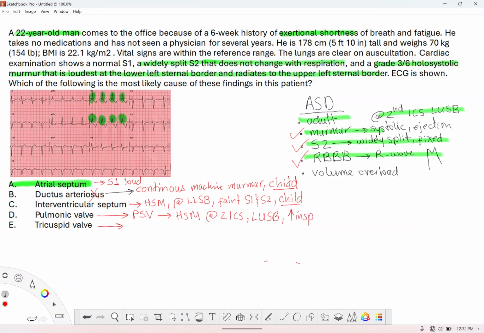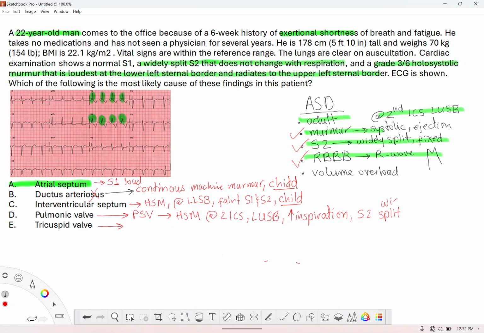Murmur intensity increases with inspiration. Okay, so that's the difference. Whereas the murmur with ASD does not vary. So next thing, also in pulmonary valve stenosis, we will have S2 that is split, that is wide split.